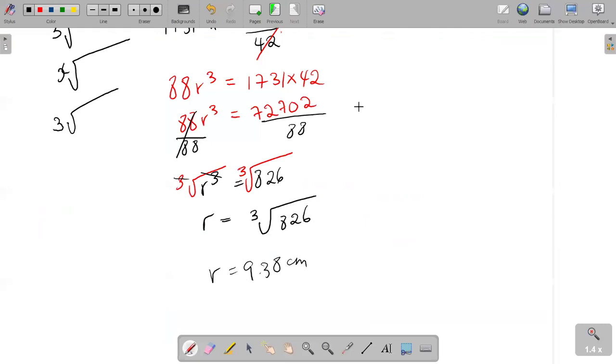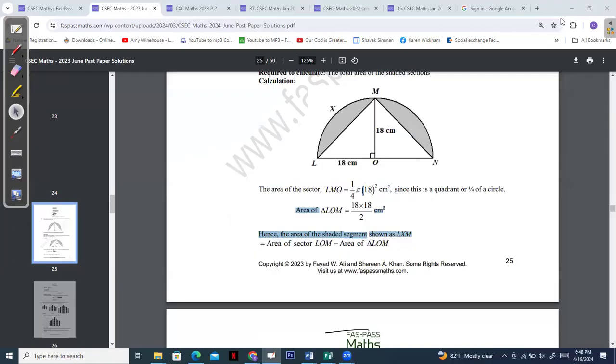All right, what happened there? Okay, so let's find the area of the semicircle. We know a semicircle is half, right? So it's going to be half. And what is the formula for the area of a circle? Pi r square. So calculators, please.